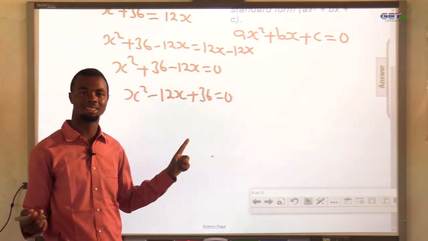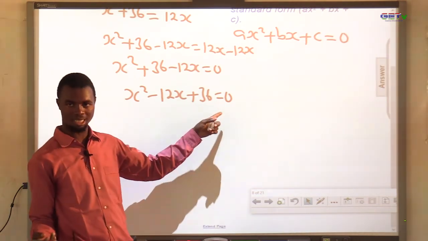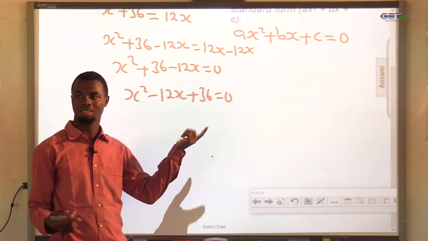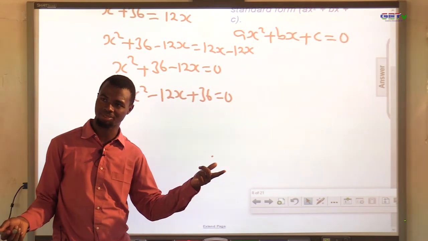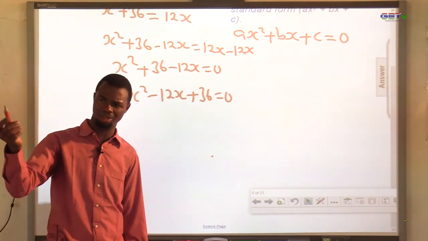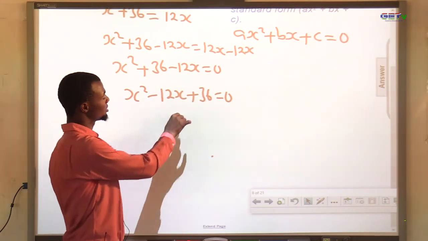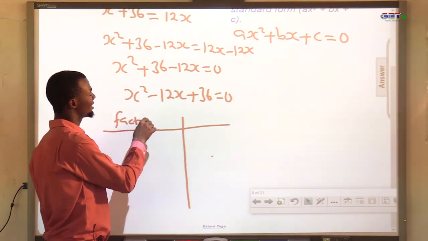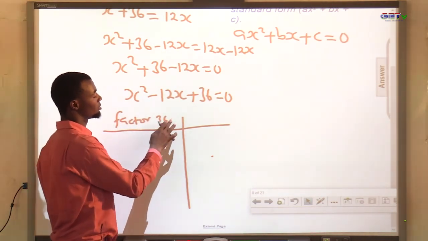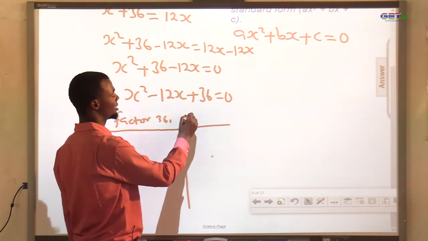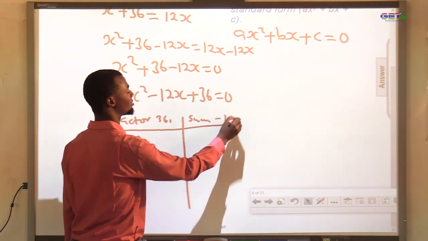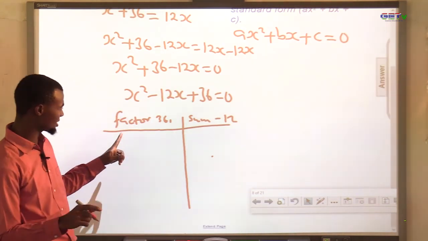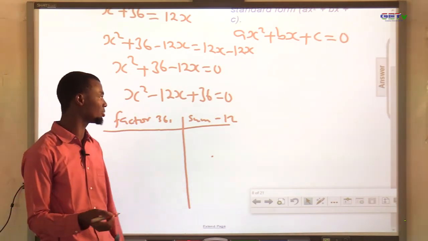Find two numbers that if you multiply will give you 36, and if you add, it will give you negative 12. Just like the way we are doing it when we are factorizing trinomials. We have it this way. We have factors of 36 here, and the other one is a sum of negative 12. Two numbers, if multiplied, will give us 36, and if we add them, we'll have negative 12.